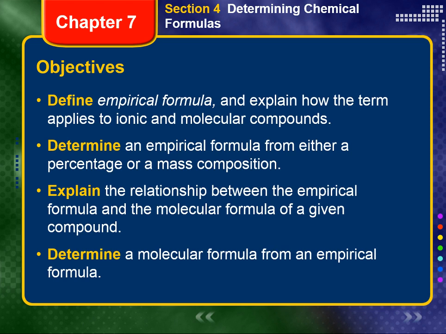At this point, you should be able to define empirical formula and explain how the term applies to ionic and molecular compounds, determine an empirical formula from either a percentage or mass composition, explain the relationship between the empirical formula and the molecular formula of a given compound, and determine a molecular formula from an empirical formula.